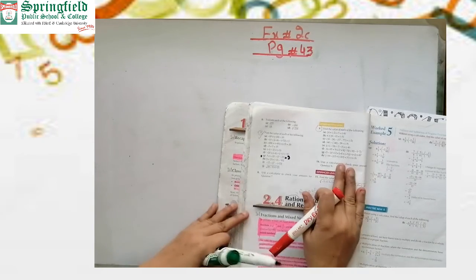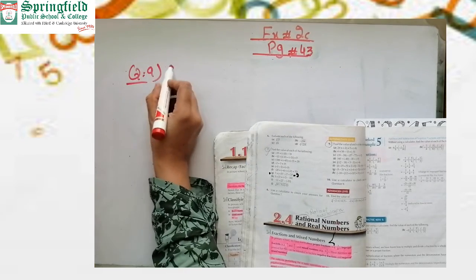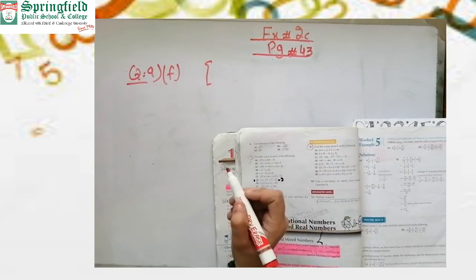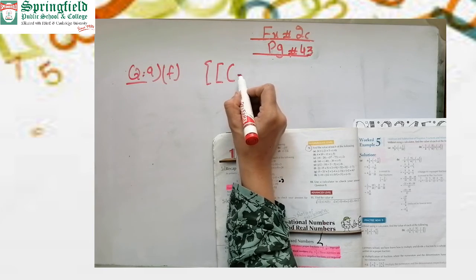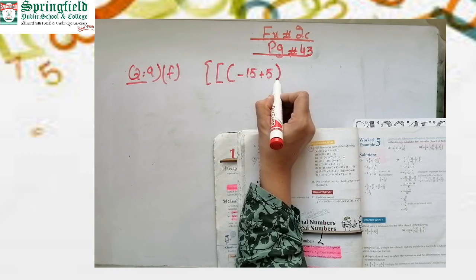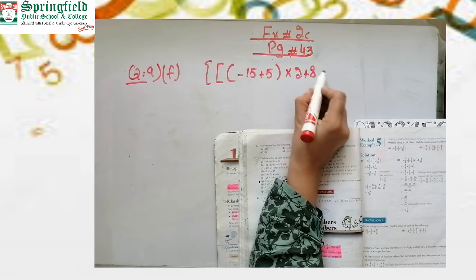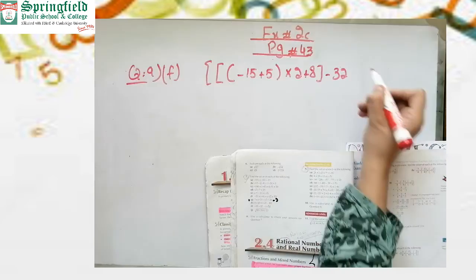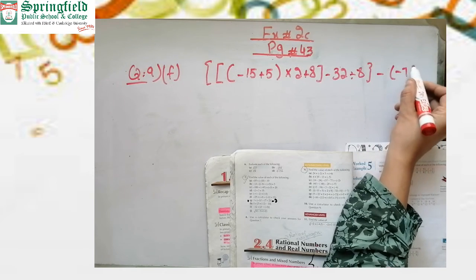Okay. Now after the question C, come on the question F. Question 9 F part. Curly bracket, then square bracket, then small bracket, and minus 15 plus 5 bracket close, multiply 2 plus 8, then square bracket close, minus 32 divided by 8, then curly bracket close, then minus 7 in small bracket.